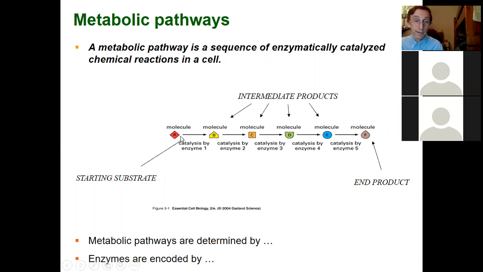A is either called the starting substrate or the starting reactant, because that's where we start. And all of the other molecules, rather than calling it the end product of enzyme 1, we call it the intermediate product. All of these others. Okay, any question about that?